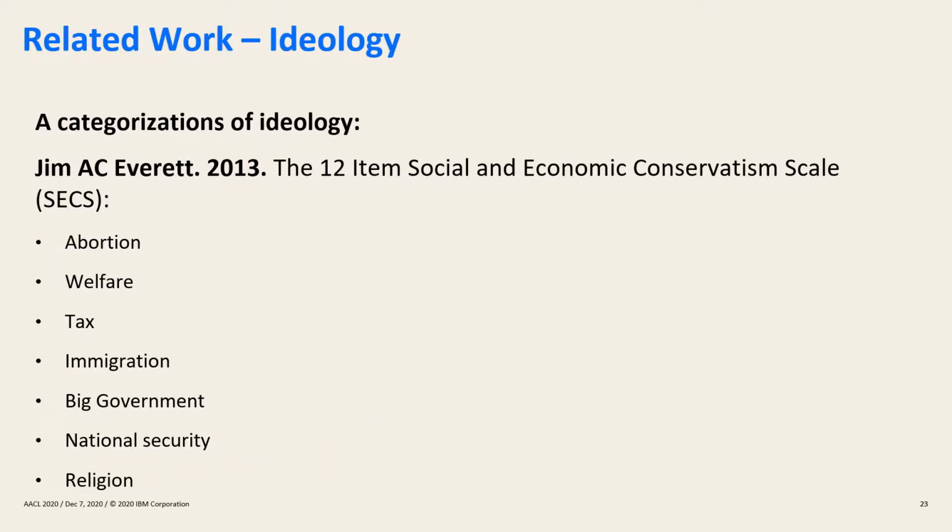And finally, there is a work which I'm also not really familiar with, about ideology. One of the works suggests a 12-item scale to measure conservatism. Some of the items on this scale are abortion, welfare, tax, immigration, big government, and so on. And what's interesting is that many of these items coincide with our classes of general arguments.